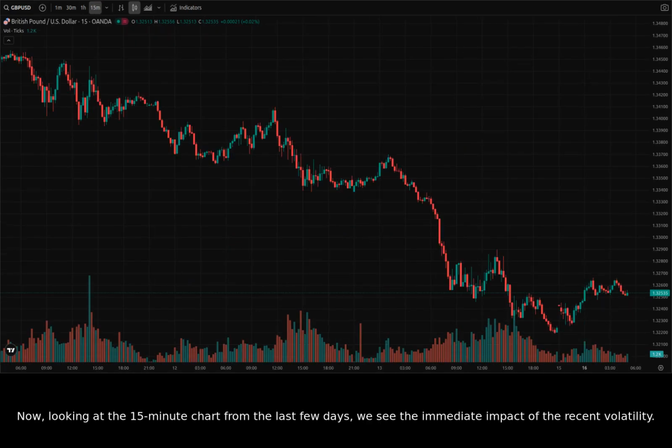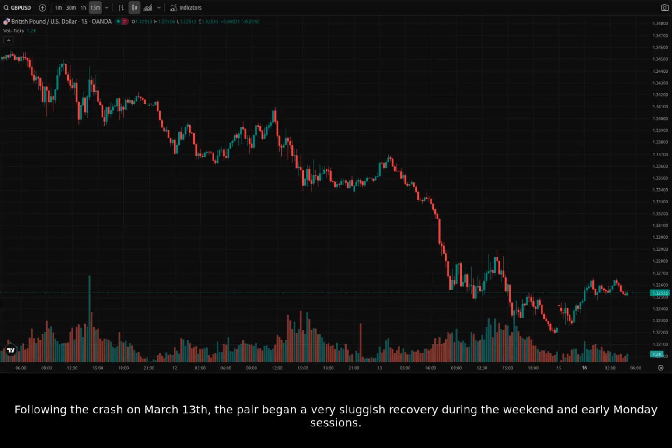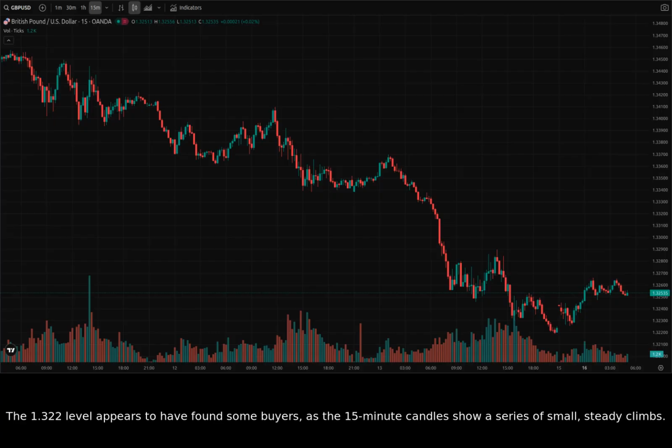Now, looking at the 15-minute chart from the last few days, we see the immediate impact of the recent volatility. Following the crash on March 13th, the pair began a very sluggish recovery during the weekend and early Monday sessions. The 1.322 level appears to have found some buyers, as the 15-minute candles show a series of small, steady climbs.